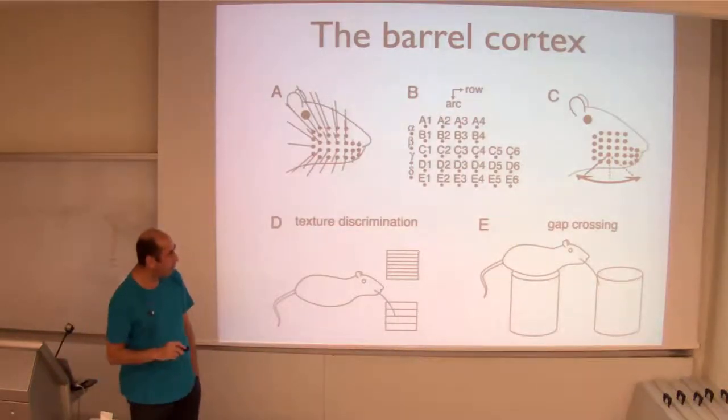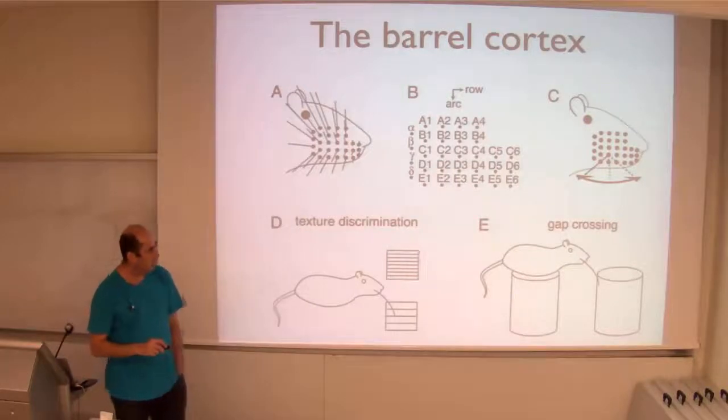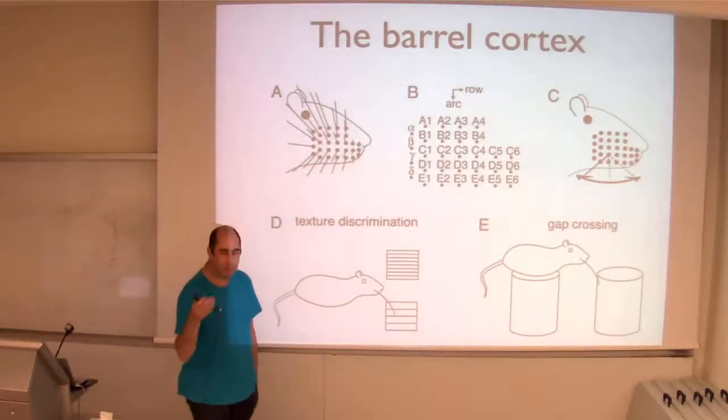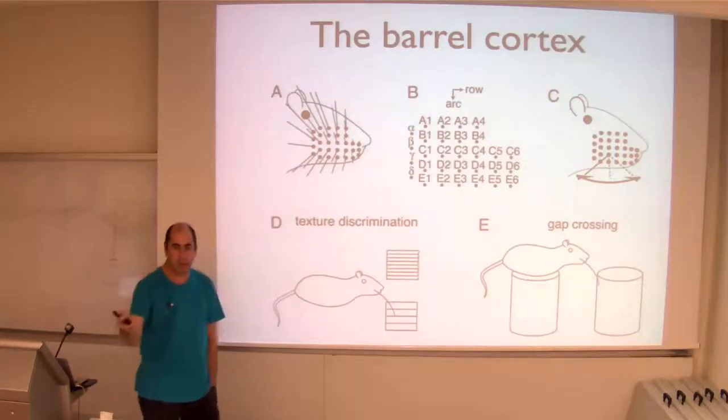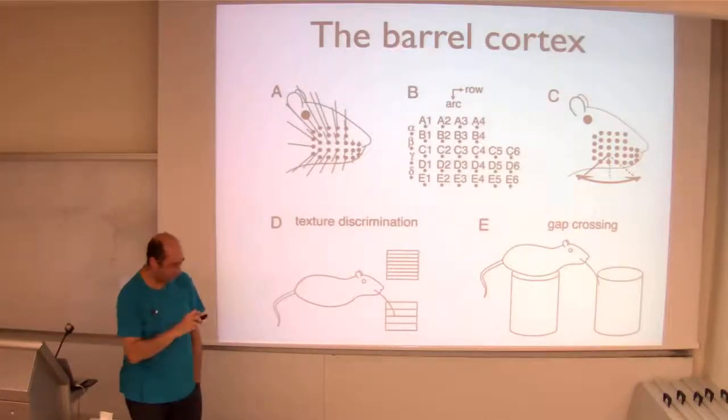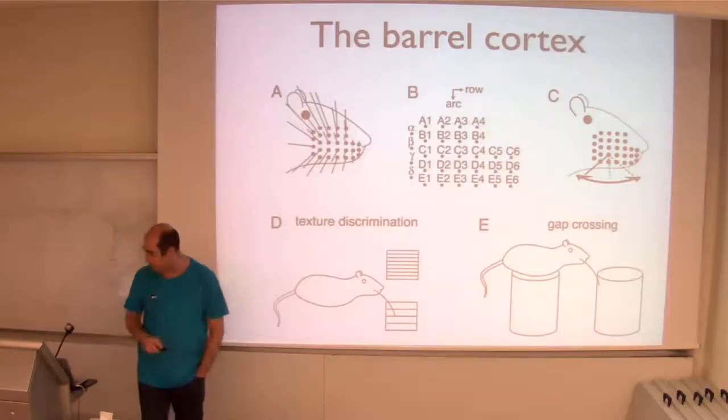Another task that is famous is gap crossing. You can put them on a platform in the dark, and they need to jump to the next platform in order to get a reward. And you change the distance between these platforms, and because they cannot see it and they cannot smell it, the only way they can tell whether the platform is too far or not is by leaning forward and trying to touch it with the whisker. And if they touch it, then they know that they can actually jump, and they jump to the next platform.